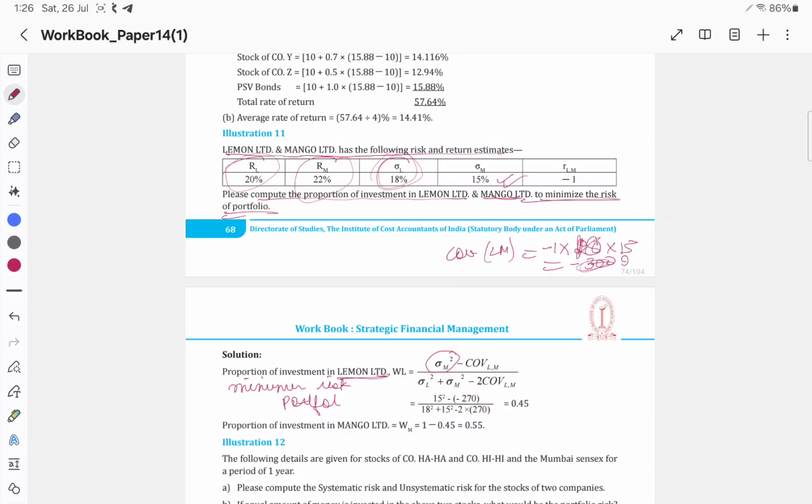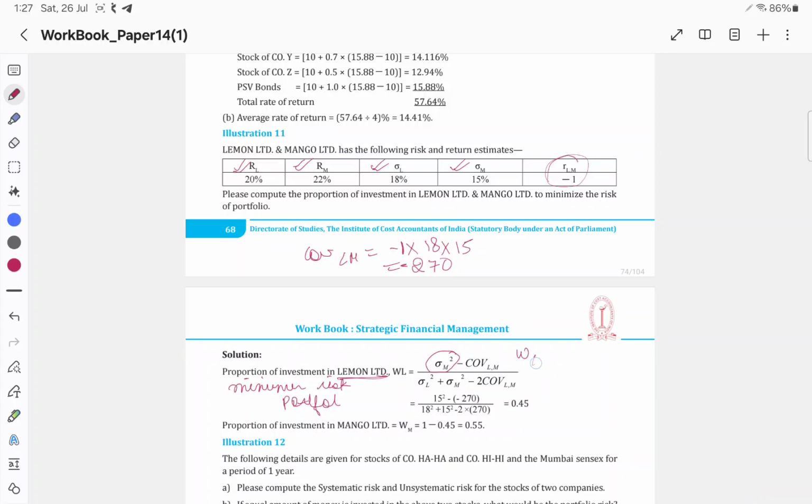Okay, so just let me tell you once again. Returns of L and M are given. I'll do this question once again. Returns of L and M are given, and also the standard deviations of L and M are given, and the correlation coefficient is given. So you can easily calculate covariance. So covariance LM will be the correlation coefficient into standard deviation of L into standard deviation of M, which comes as minus 270.